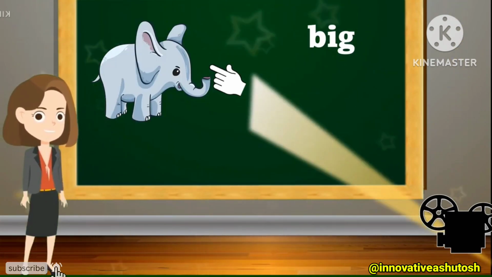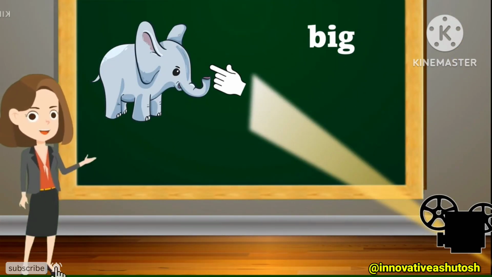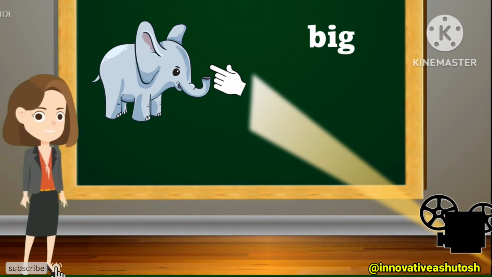Now let's see the next picture. The next picture is of an elephant. Now the elephant is saying about himself. So what should we use here? Yes, we should use I am big.